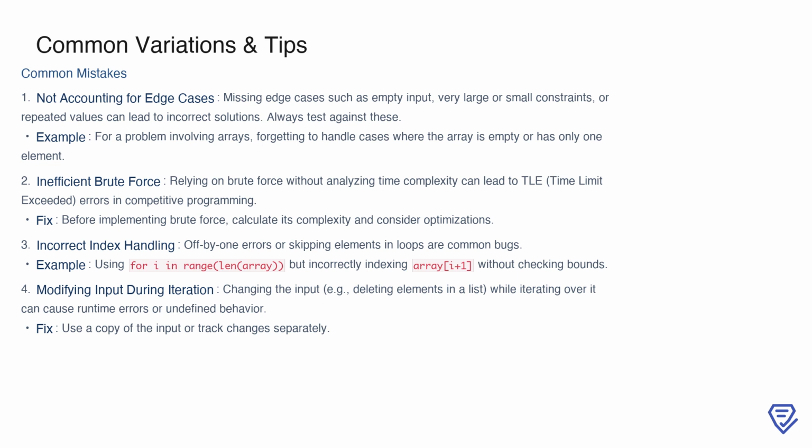Incorrect index handling is another common pitfall. For example, using a loop like for i in range(len(array)), but mistakenly indexing array[i+1] without checking if i+1 is within bounds can lead to runtime errors. Finally, modifying input during iteration, such as deleting elements from a list while iterating through it, can cause unexpected behavior. A safer approach is to work with a copy of the input or track changes separately to avoid runtime issues.